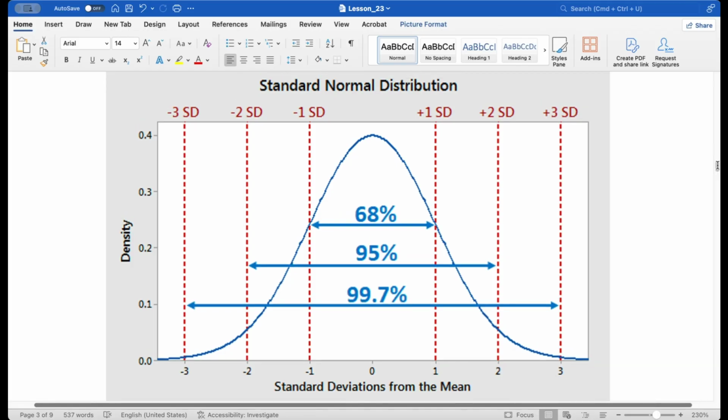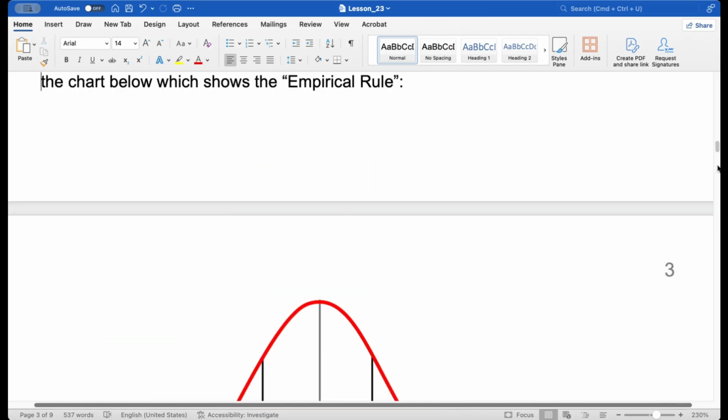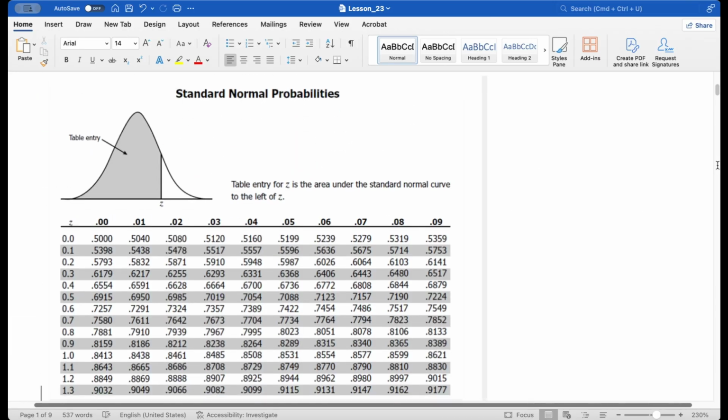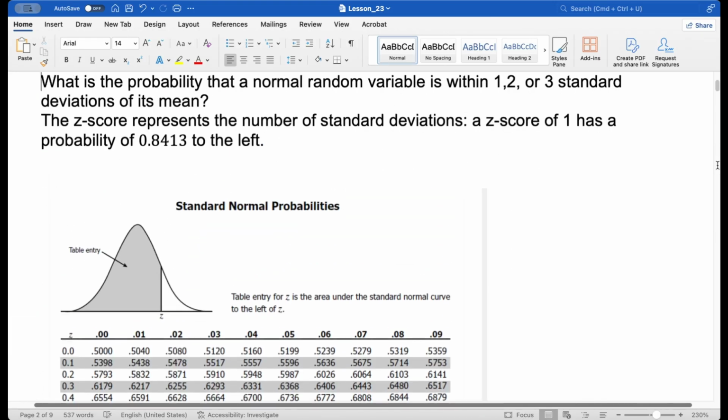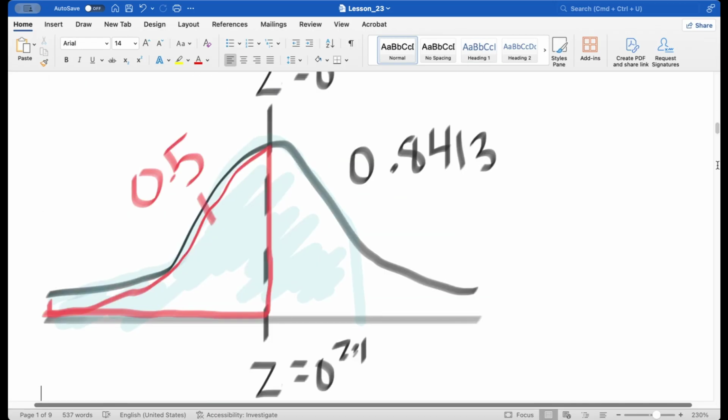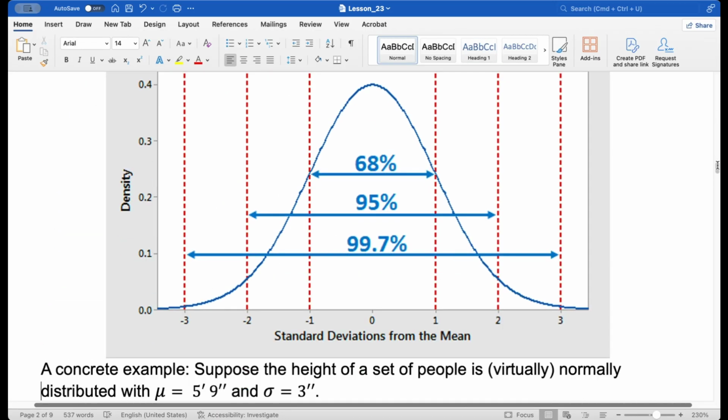Now, again, this is a special property for situations where you have a variable with a normal distribution bell shape. So the probability of being within 1 standard deviation of the mean when you're dealing with a normal distribution, that's 68%. For 2 standard deviations, it's 95, and for 3, it's 99.7.